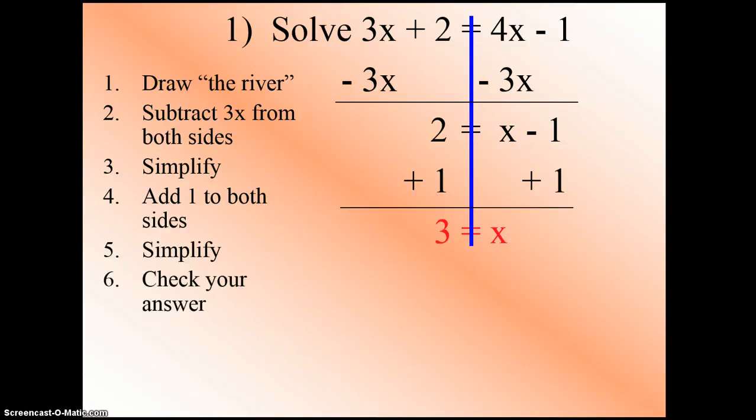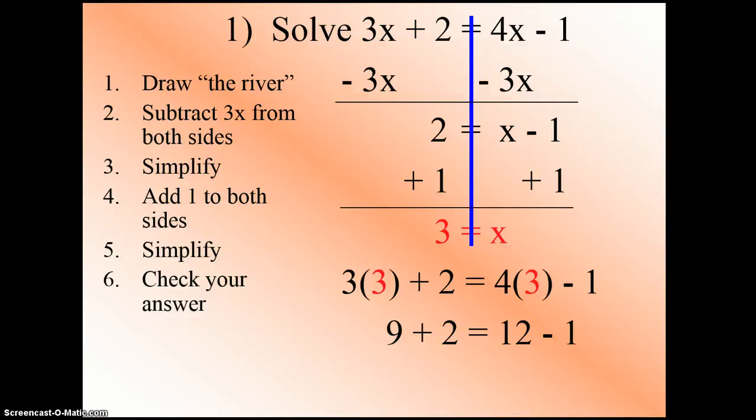That's the same thing. If I want to check my answer, I just plug 3 back into everywhere there's an x and solve. So instead of writing 3x, I write 3 times 3 plus 2 equals 4 times 3 minus 1. If they're right, they balance. 3 times 3 is 9 plus 2, and 4 times 3 is 12 minus 1. 9 plus 2 is 11, and 12 minus 1 is 11. They balance, so they're right. This is where order of operations really kicks in, and it's important that we understand our order of operations.